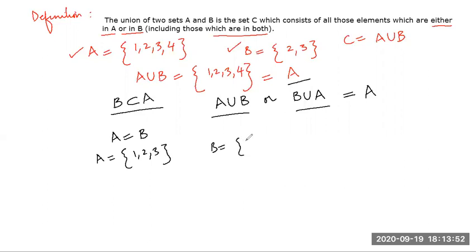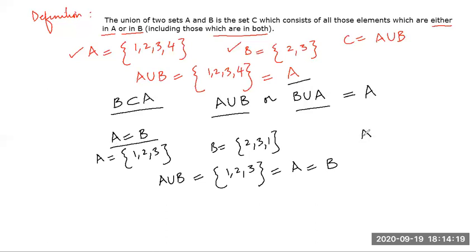B is equal to {2, 3, 1}. Now, in this case, students, what is A union B? Write down all the elements of A: 1, 2, 3. See if any of the elements is getting repeated. All are getting repeated, so don't write any element. So A union B is equal to A, which is also equal to B. So if two sets are equal, we can say A union B, or B union A, is equal to A, which is equal to B.